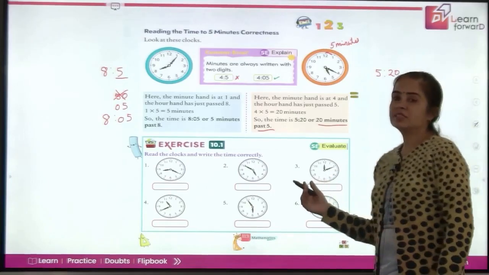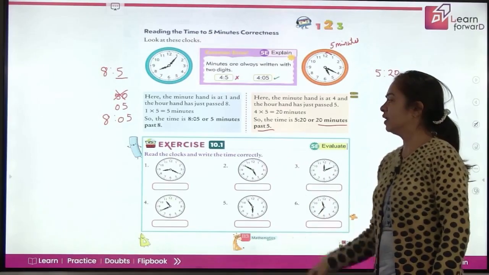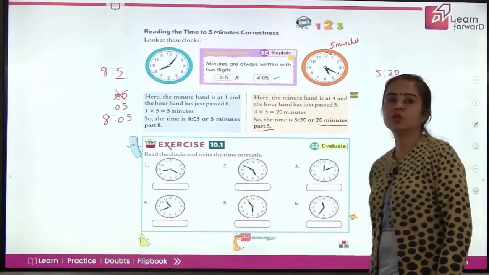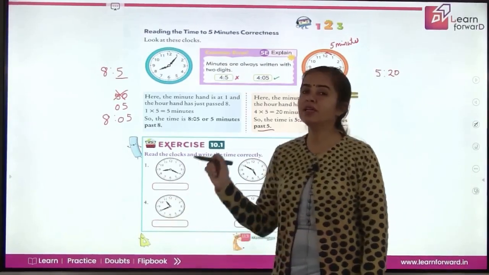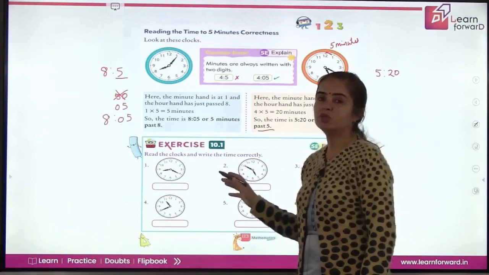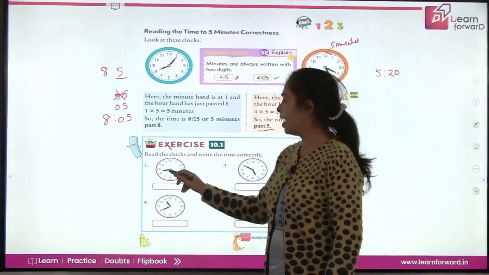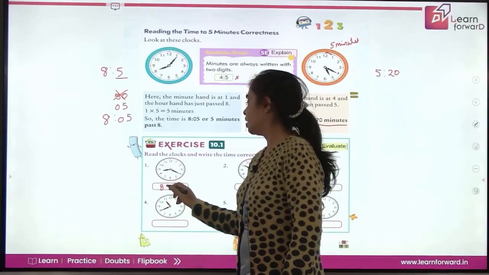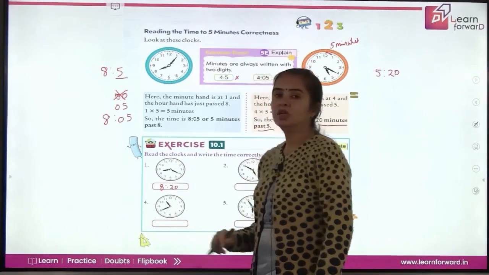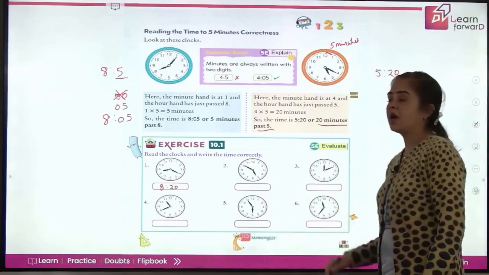Now, here's an exercise for you. Read the clocks and write the time correctly. So, what time do you see on the clock here? Up to 4 numbers, 5 multiplied by 5. Read the table of 5 up to 4. 5 fours are 20. And the hour hand has crossed 8. That means 8 hours 20 minutes. You will put 2 dots to separate the hours and minutes.